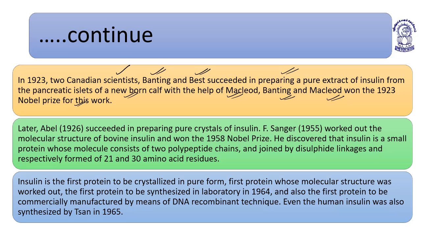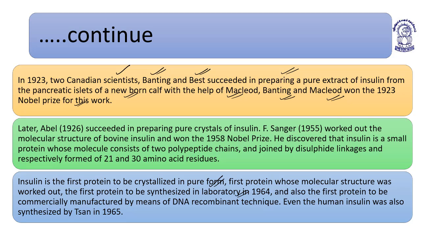Insulin is the first protein to be crystallized in pure form, the first protein whose molecular structure was worked out, the first protein to be synthesized in the lab in 1964, and also the first protein to be commercially manufactured by means of recombinant DNA technique.